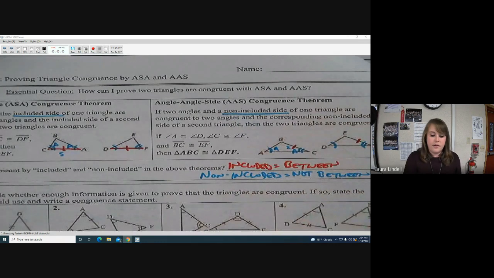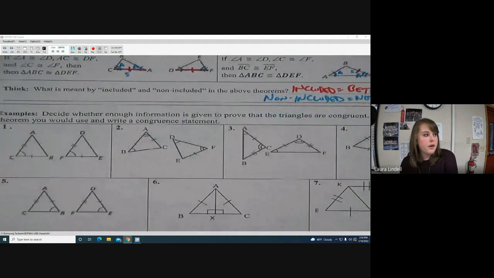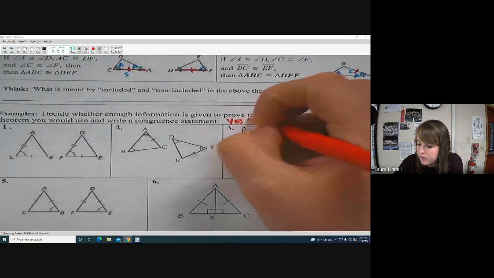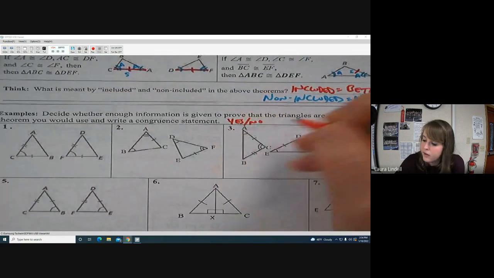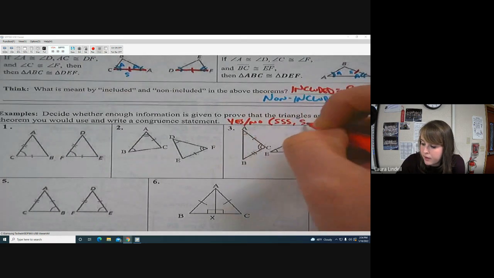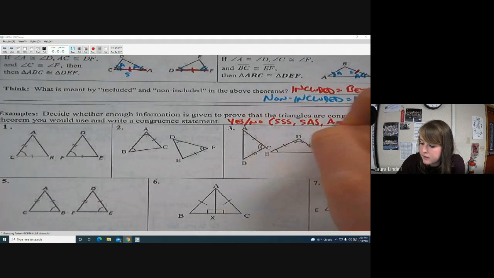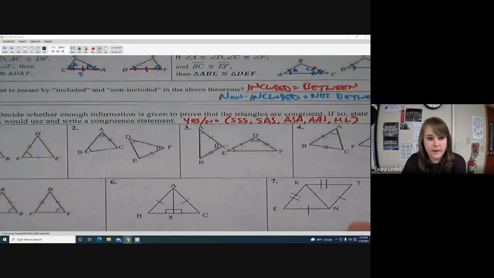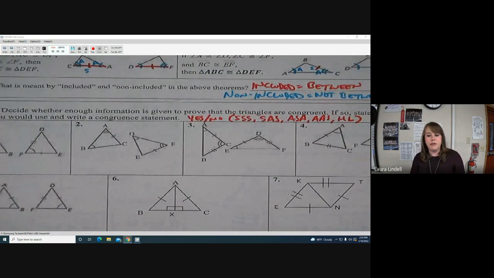So now we're going to look at some questions that are fairly familiar to us, but now we have more options for our answer. Looking down at these examples, we're deciding yes or no if the triangles are congruent or not. And if we decide yes, then we have to choose from our reasons of SSS, SAS, ASA, AAS, and HL. So now we have 5 possible reasons why they could be congruent.